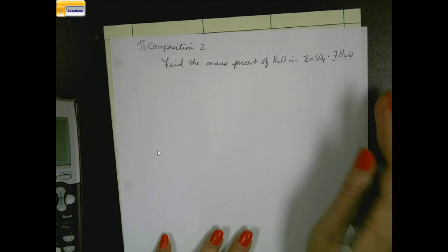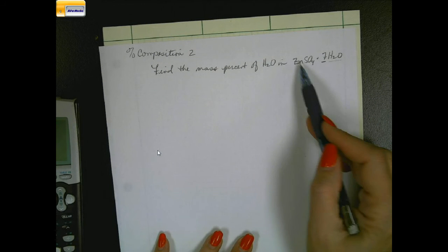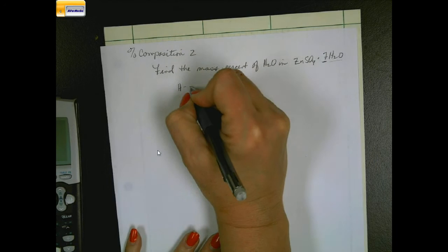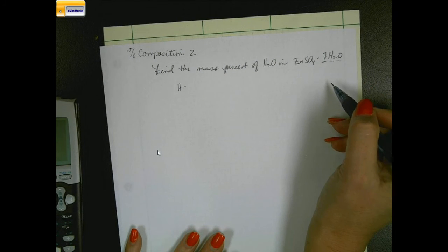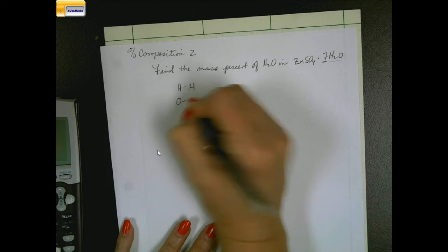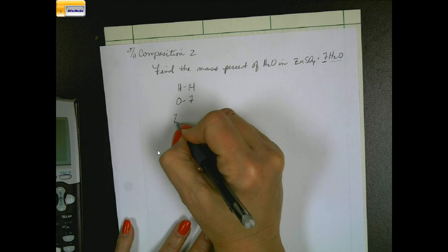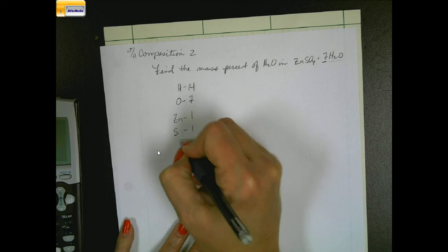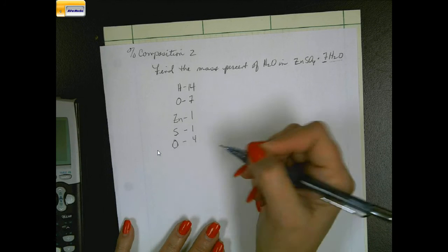So just like in the last one, we're going to have to find the masses of the whole compound and the mass for water. So let's start with water. Hydrogen, I have 2 of those times 7, giving me a total of how many? You got it, 14. And for oxygen, 7 times 1 is 7. And for zinc, I have 1. For sulfur, I have 1. And for oxygen, I have 4. Notice I have oxygen on here twice.